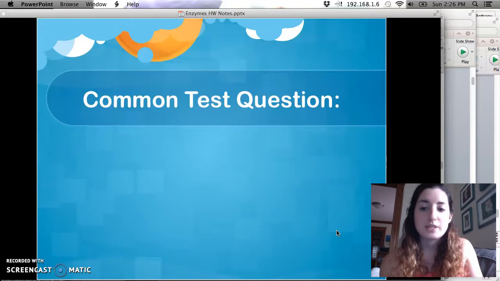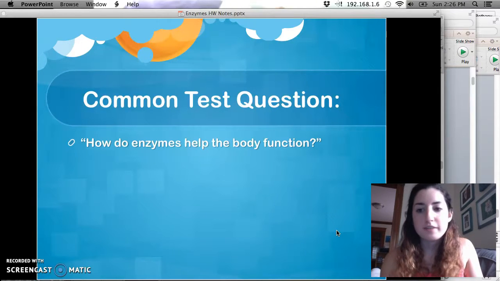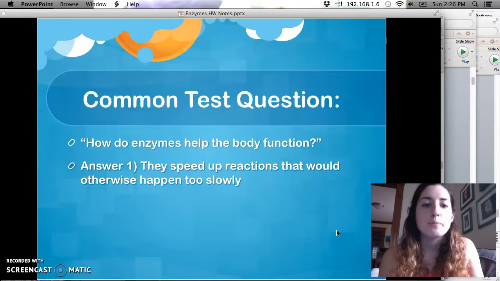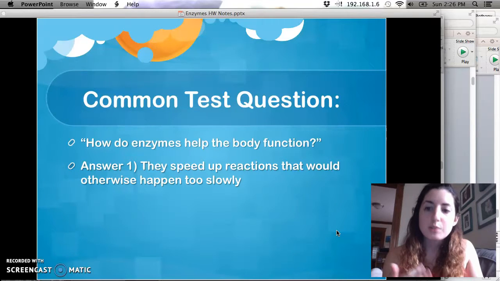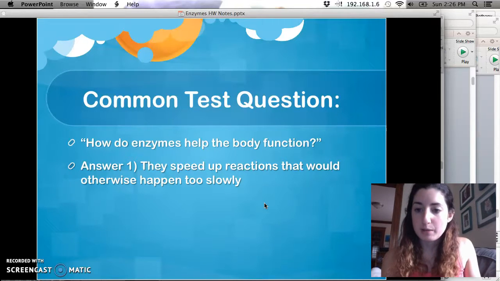So here's a common test question you might see phrased one way or another. How do enzymes help the body function? So one answer, or any questions related to this answer, might be enzymes speed up reactions that would otherwise happen too slowly. So for example, when you eat food and enzymes digest that food, if you didn't have enzymes, that food would sit in your stomach. It would eventually break down over time, but it would happen so slowly that you would just get a brick in your stomach and you would die. So without enzymes, we would not be able to eat food. So that's how enzymes help, because they speed up reactions.